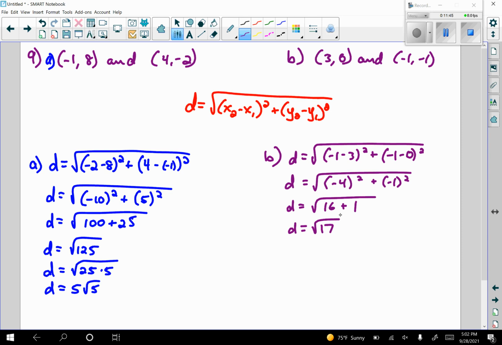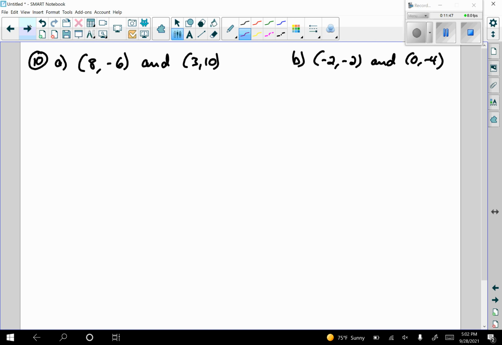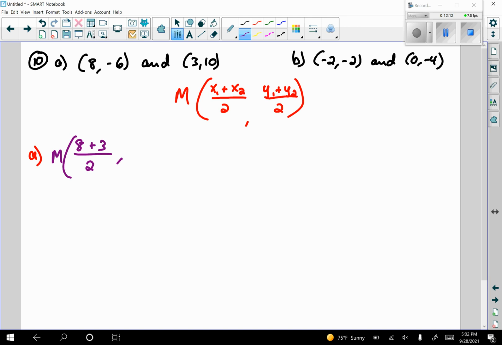Now for 10, we're going to work with the midpoints. So the midpoint formula, remember it's always an ordered pair. It's always the sum of our two x values cut in half, taking the average of the x values, and then the sum of the two y values divided by 2. So for a, our midpoint is going to become 8 plus 3 over 2, and then negative 6 plus 10 over 2. So this will give us 11 halves. This will give us 4 halves. We can simplify the 4 halves. So we get 11 halves, comma 2.